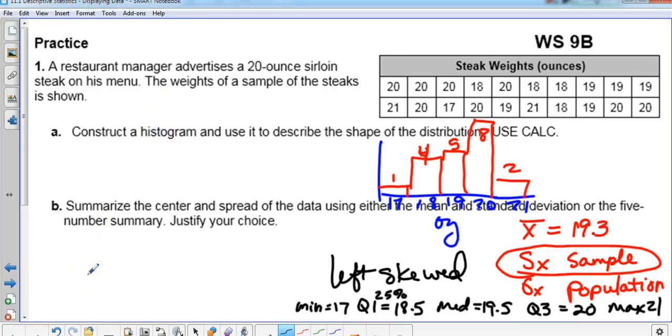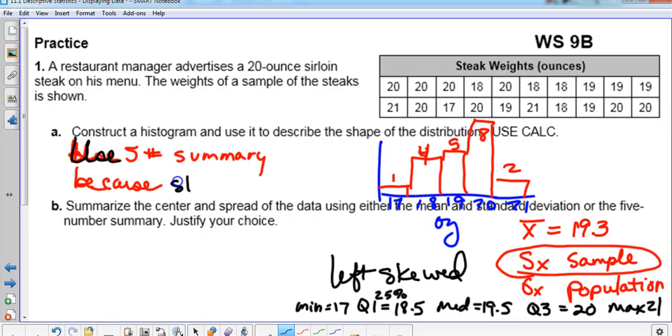We're supposed to write a couple sentences. Okay? First of all, why are we going to use the 5-number summary? Yes. Use 5-number summary. Oh my goodness, this is the worst writing ever. That's supposed to say use, because the data is skewed.